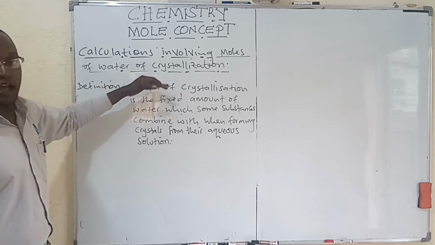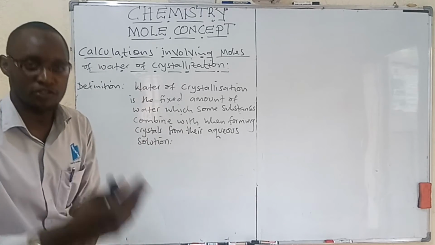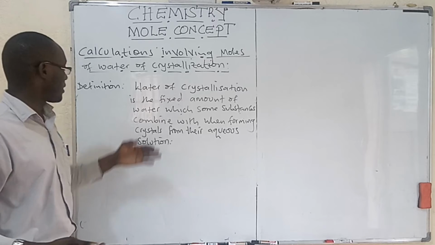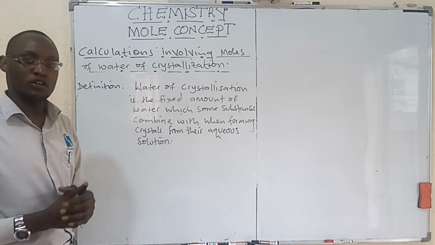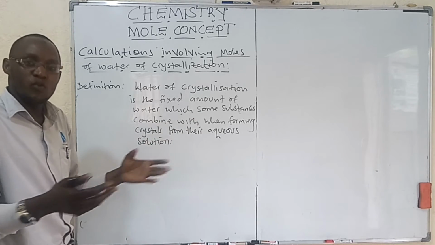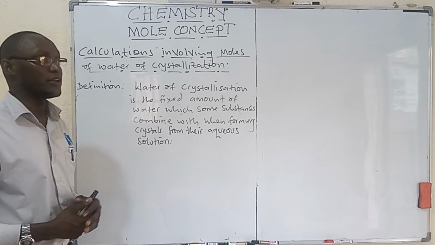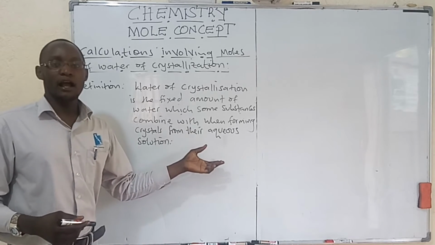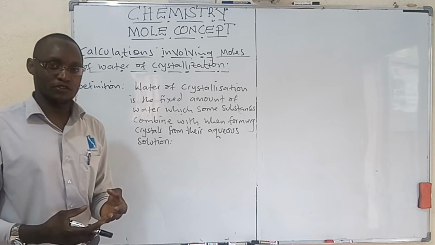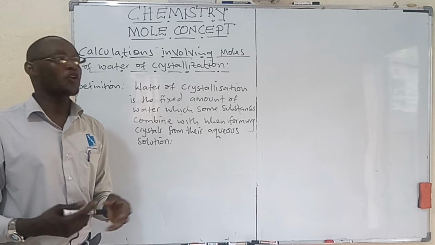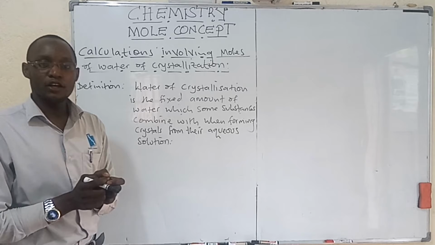So the definition: water of crystallization, we saw this under our concept of water and atmosphere. I've repeated it for you here. Water of crystallization is the fixed amount of water which some substances combine with when forming crystals from their aqueous solution. For example, a substance like sodium carbonate decahydrate, when it is forming those white crystals, the sodium carbonate combines with some molecules of water of crystallization.